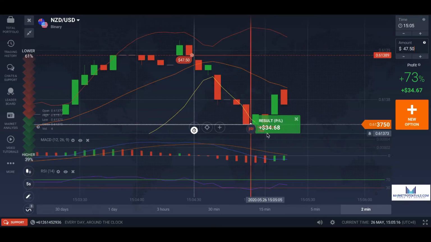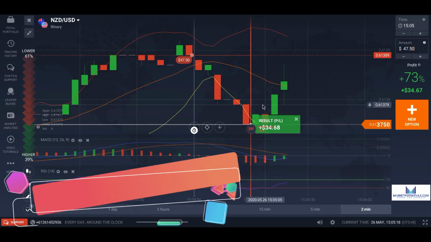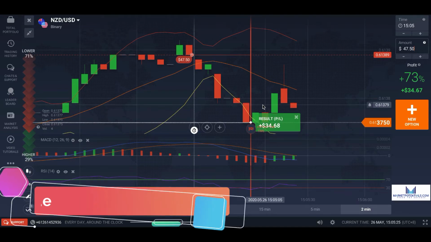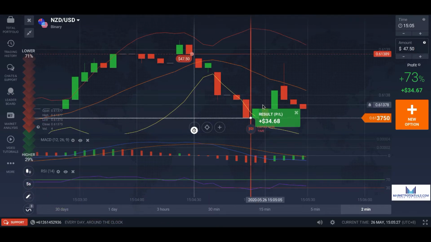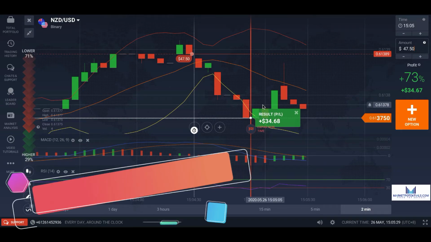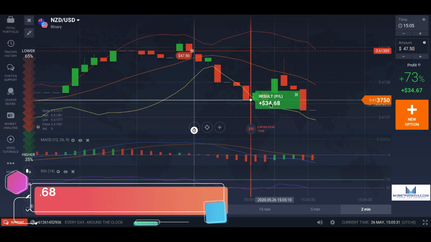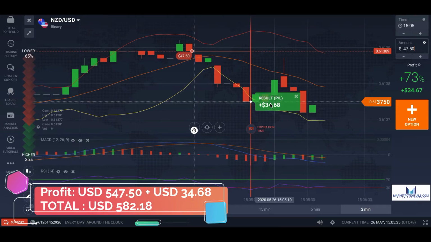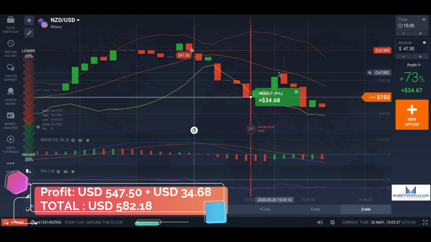Now, let's analyze this trade a little bit. As I did say, we made $547.50 on the first trade, more than exceeding the profit I set out to make. And in the second trade, sorry guys, it's $34.68. A grand total, guys. Sorry, just give me a minute, guys. I just had a quick cough there.